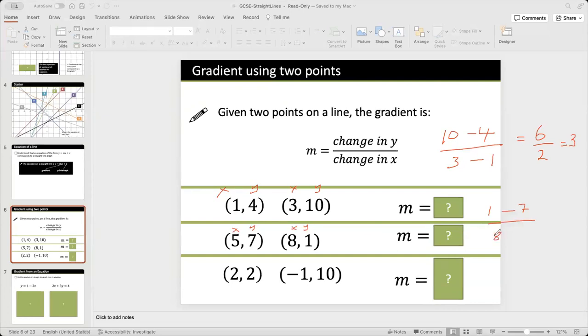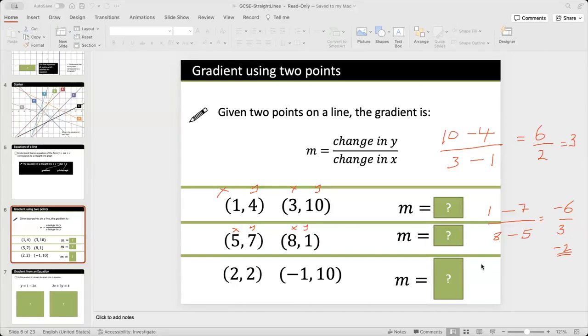And 8 minus this. So what is 1 minus 7? It is going to be minus 6. What is 8 minus 5? That gives you 3. What is minus 6 divided by 3? That gives you minus 2. So you can see, check your answer, it is -2.